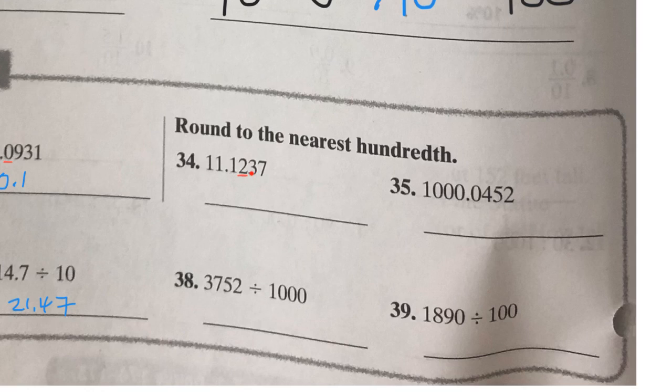And what does that number do? Well, that is less than 5. 3 is less than 5, which means that 2 just remains as is. But then you just replace everything to the right of 2 with zeros. So this is going to be 11.12, and that's the answer.